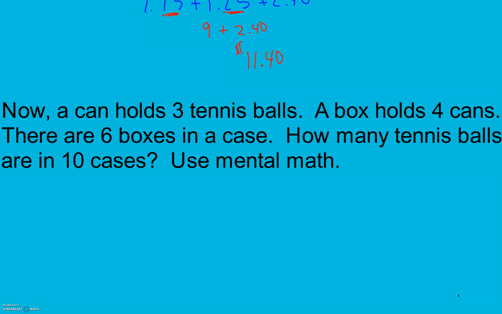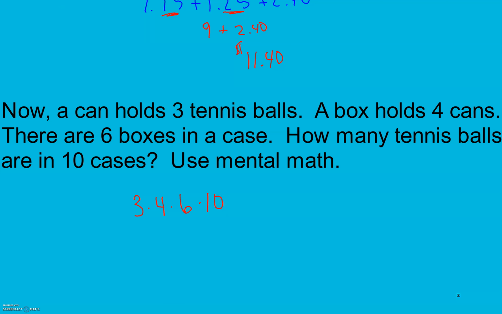Now, a can holds 3 tennis balls. A box holds 4 cans. There are 6 boxes in a case. How many tennis balls are in 10 cases? And here we're going to use mental math. So the difference here is instead of adding these up, we're going to be multiplying. A can has 3 tennis balls, and a box has 4 cans. Each can has 3 in it. So again, we're going to be multiplying 3 times 4. There are 6 boxes in a case, so times 6. And we want 10 cases, so times 10.